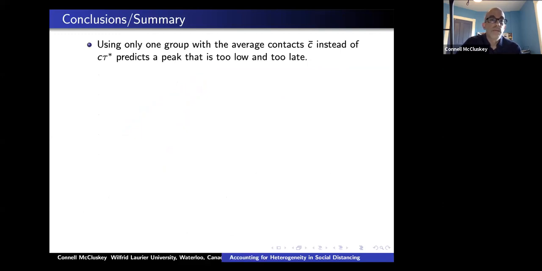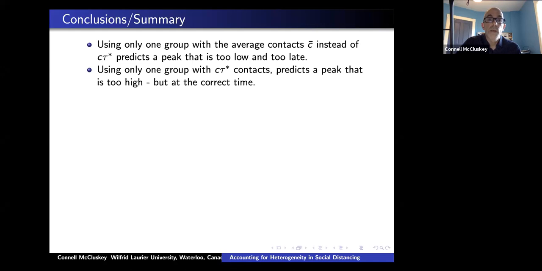So this just reiterates the last slide. If we use only one group with the average number of contacts C bar instead of C tau star, that predicts a peak that's too low and too late. If we use only one group, but we just assume C tau star contacts, that predicts a peak that is too high, but at the correct time.